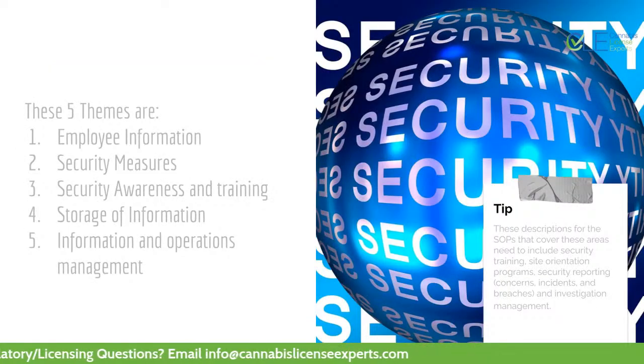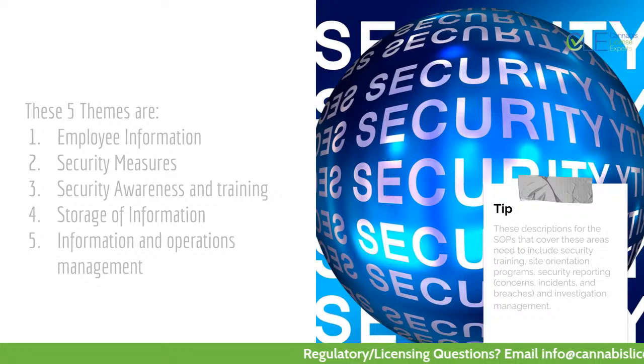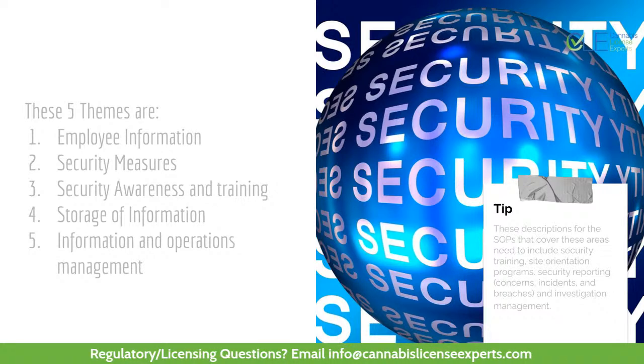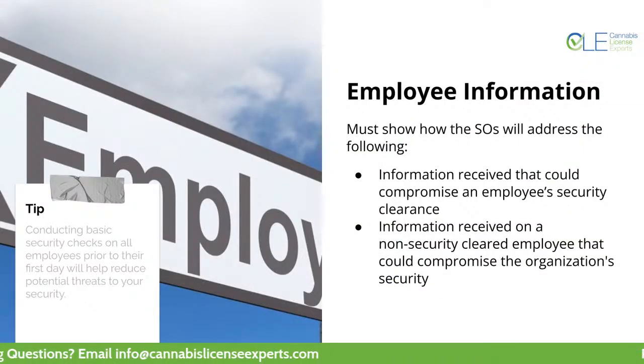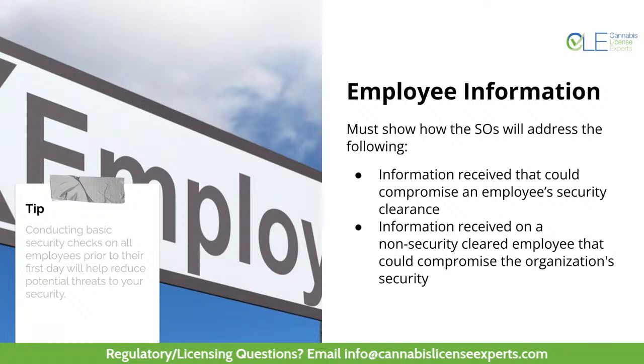Okay, so these 5 themes are employee information, your security measures, your security awareness and training, how you're storing your information, and then information and operations management. So let's look first at employee information. So your employee information SOPs must show how that SOP will address the following areas.